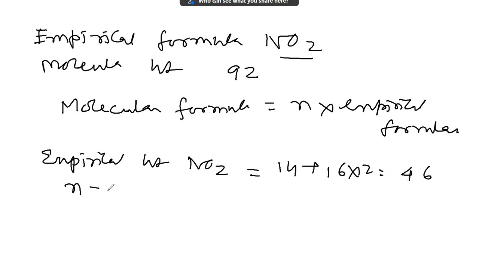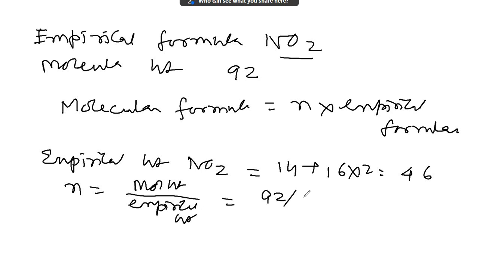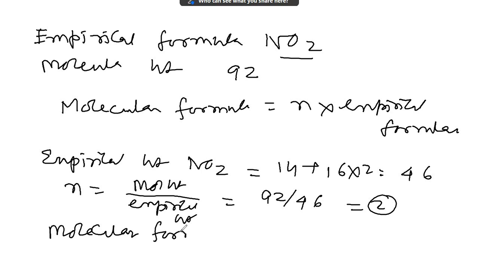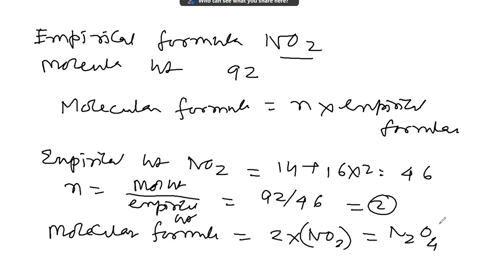So N is equal to molecular weight by empirical weight, 92 by 46, which is equal to 2. So molecular formula is equal to 2 into NO2, which gives you N2O4. N2O4. In this way, the molecular formula of the compound is determined.